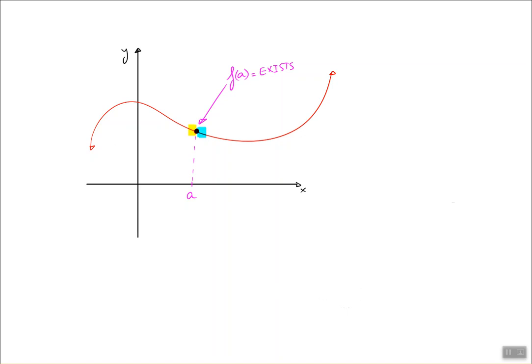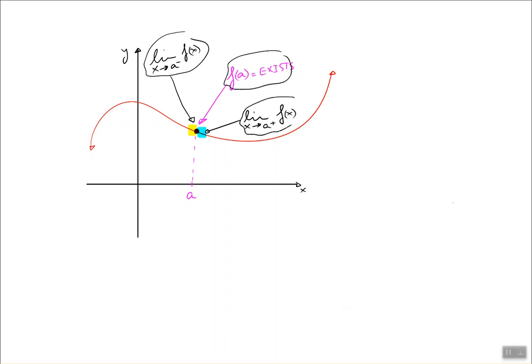Now, those are called the limit as x approaches A from the left and from the right. So this one is called the limit as x approaches A minus on this function f of x. And this blue one is called the limit as x approaches A from the right side, so A plus, on this f of x. So for the function to be continuous at the point A, those three numbers should all match. This one, this one, and this one should all be the same. If one of them is different, then you're going to have a function that is not continuous.